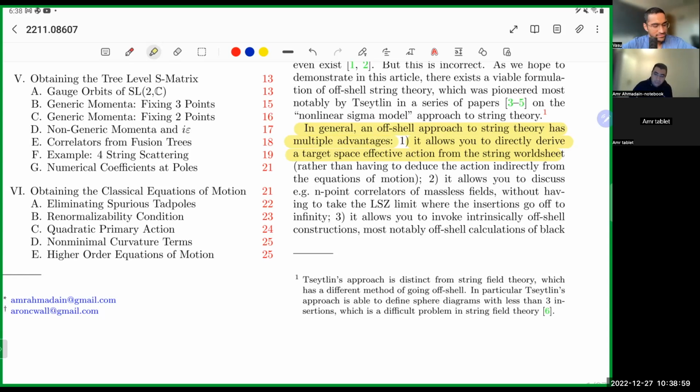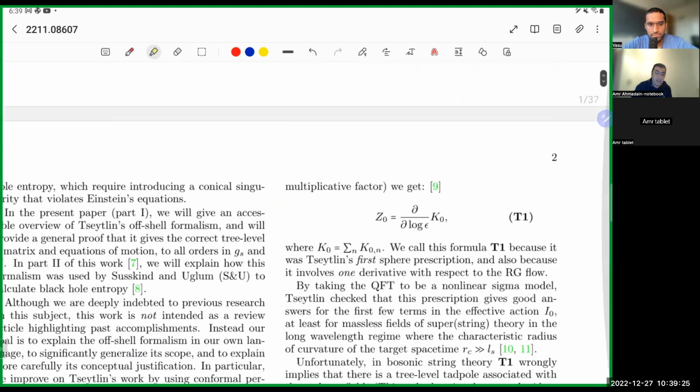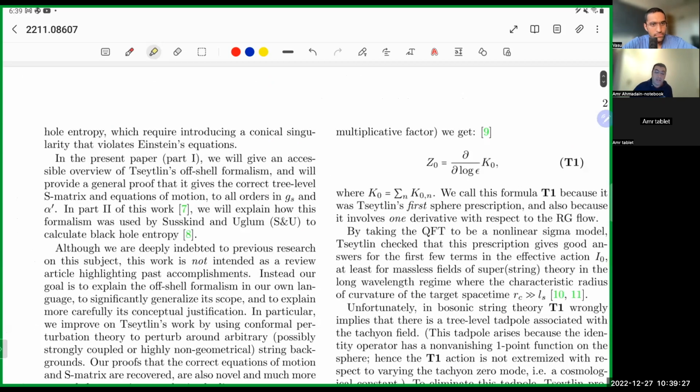It also allows us to discuss, as you and I of course discussed before, n-point correlation functions of massless fields. We're going to talk about massless fields for now, without having to take the LSZ limit where the insertions go off to infinity. This is the usual quantum field theory approach. It allows us to involve intrinsically off-shell constructions, most notably off-shell calculations of black hole entropy, which require introducing a conical singularity as a background that violates Einstein's equations, for example.